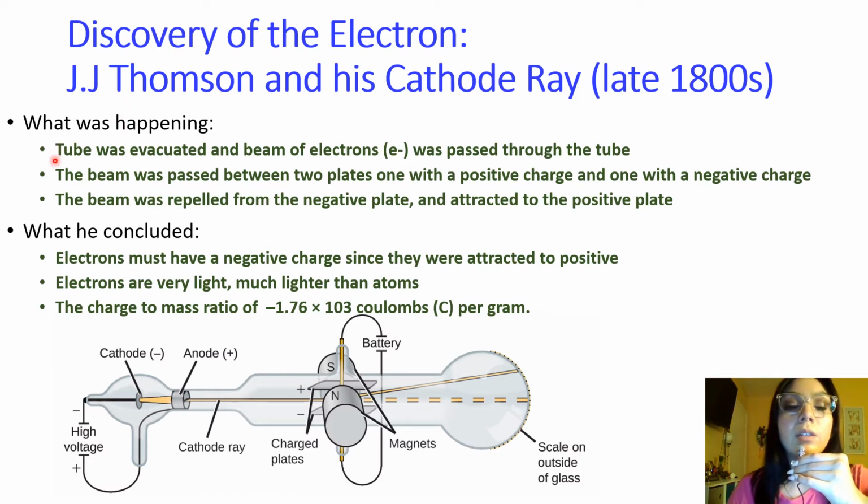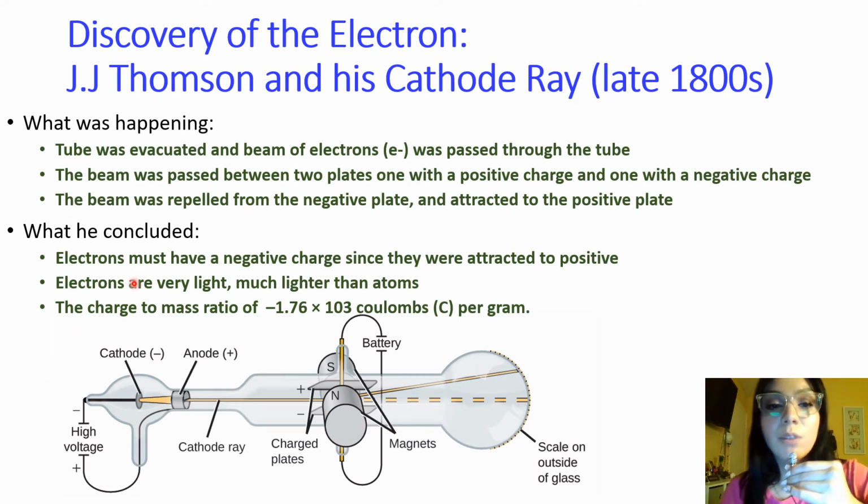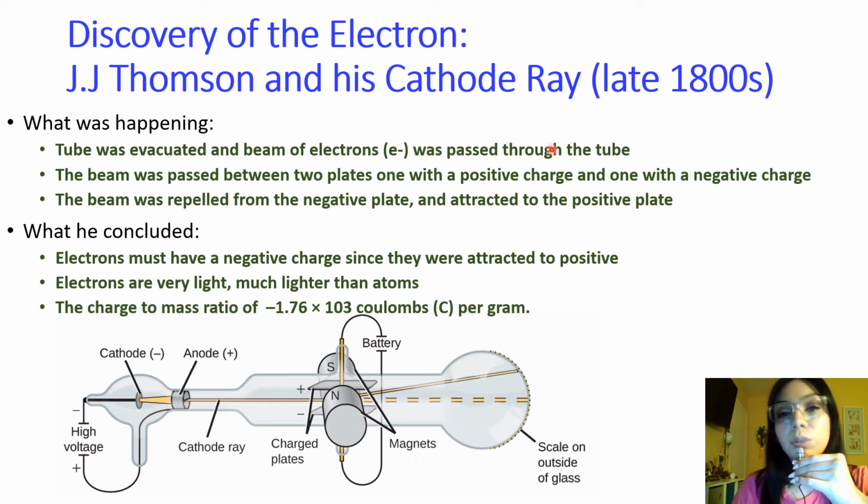So what he did was he had a cathode ray tube shown here. This tube was under vacuum, and he was passing a beam of electrons through the tube. The beam was passed through two plates, so you had a positively and a negatively charged plate. What ended up happening was that this beam repelled from the negative side and it was attracted to the positive side. So you can see here it went closer to the positive. So what he concluded from this was that electrons must have a negative charge since they were attracted to the positive. They are very light, and he ended up actually calculating the charge to mass ratio from this.